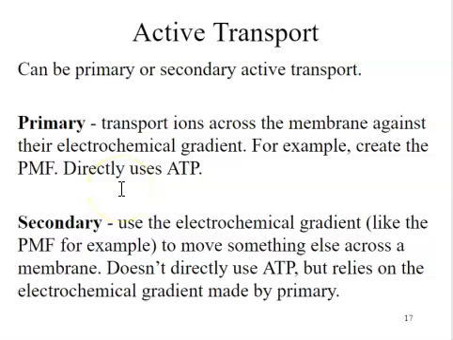Active transport can be primary or secondary. In primary, we transport ions across the membrane against their electrochemical gradient, for example, the proton motive force, and we use ATP to do this. In secondary, we use the electrochemical gradient, like the proton motive force or another one, to move something else across a membrane. This doesn't directly use ATP, but it relies on the electrochemical gradient made by primary active transport.